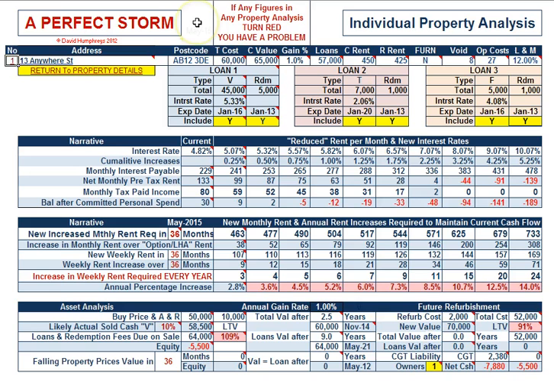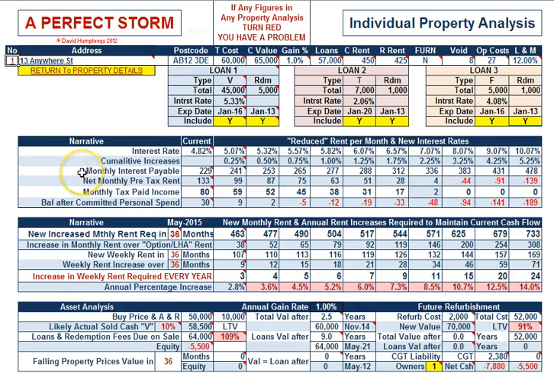And here we have the analysis page for a perfect storm. And if any of the figures in any property analysis on this page turn red, you have a problem. First of all, we look at the loans and analyze each loan and decide whether to include it in the subsequent calculations.